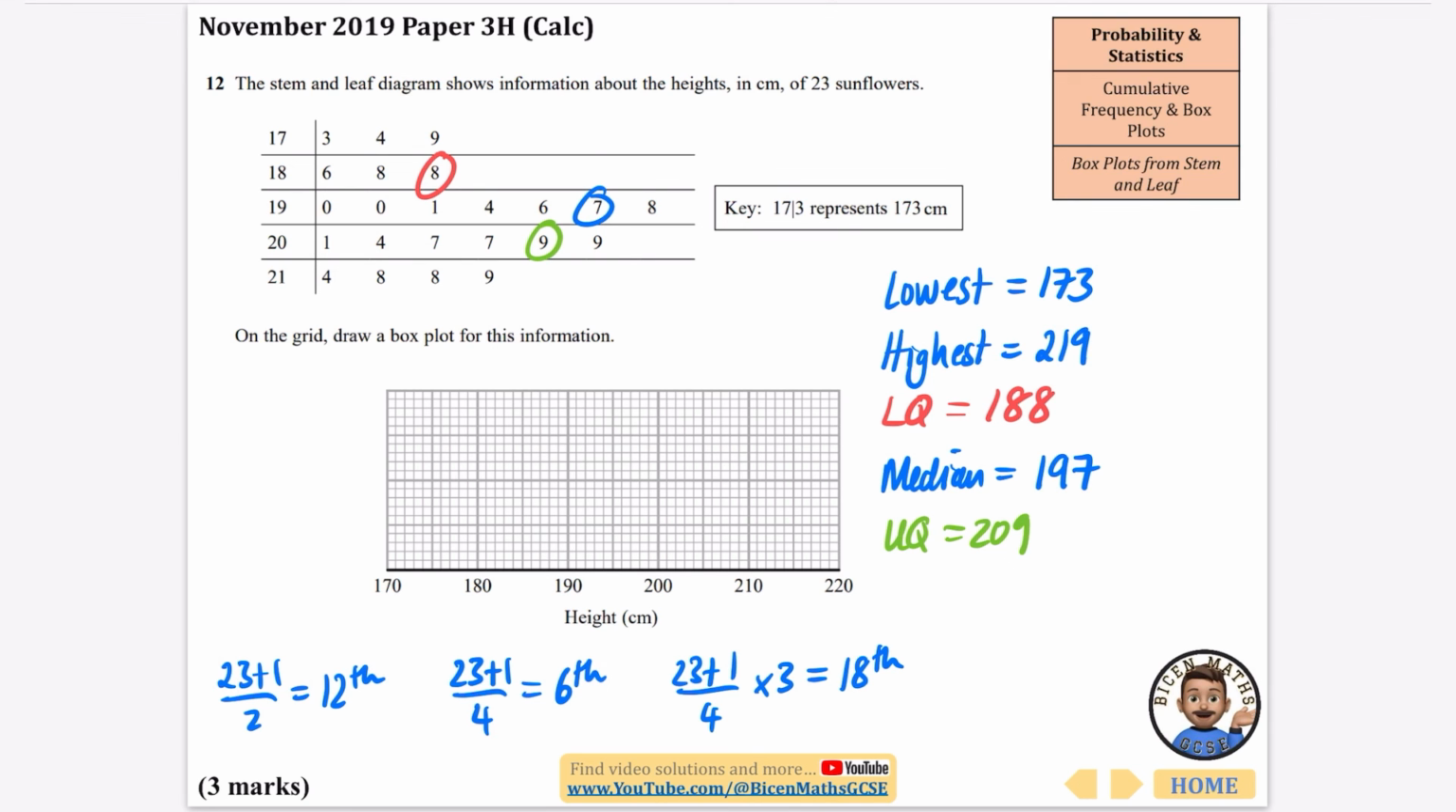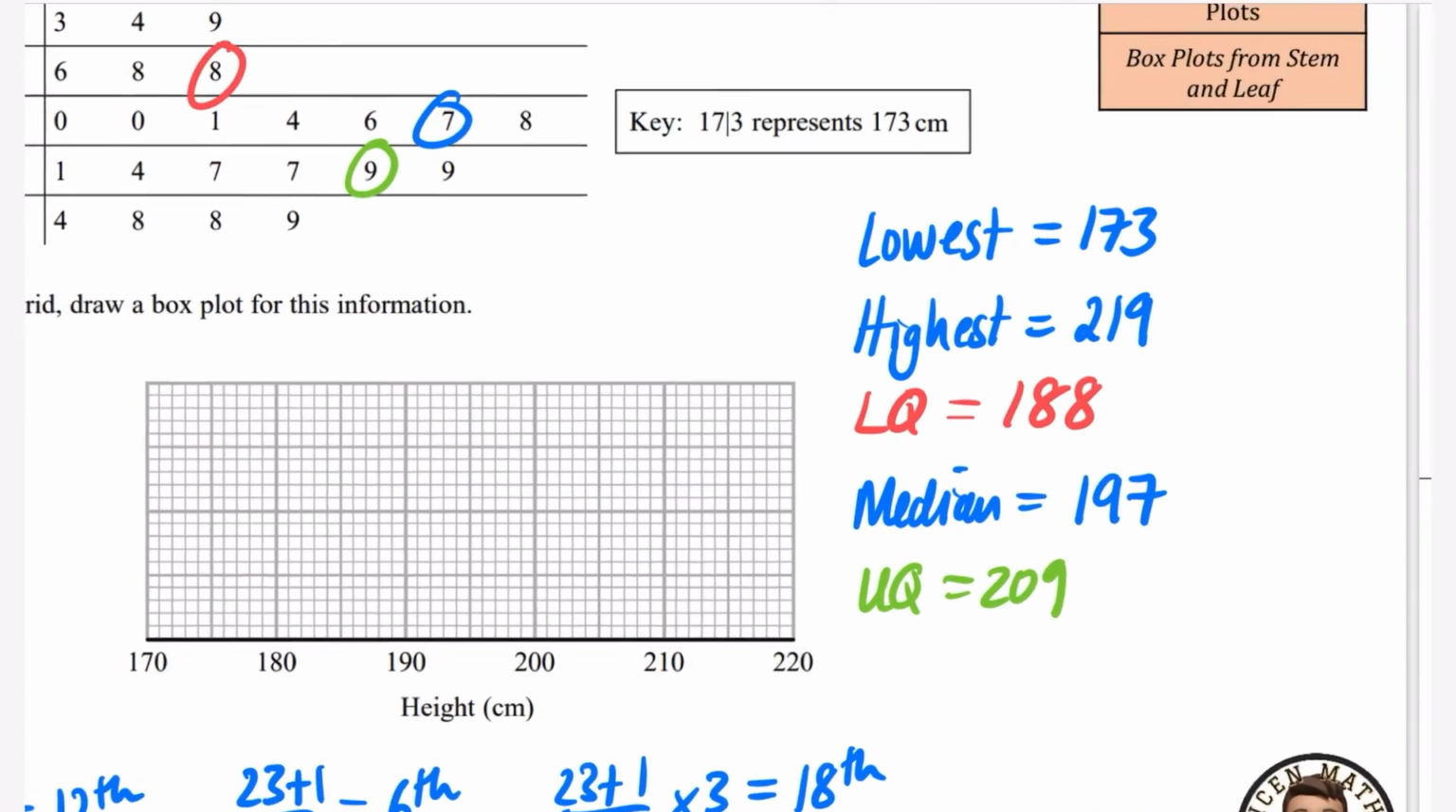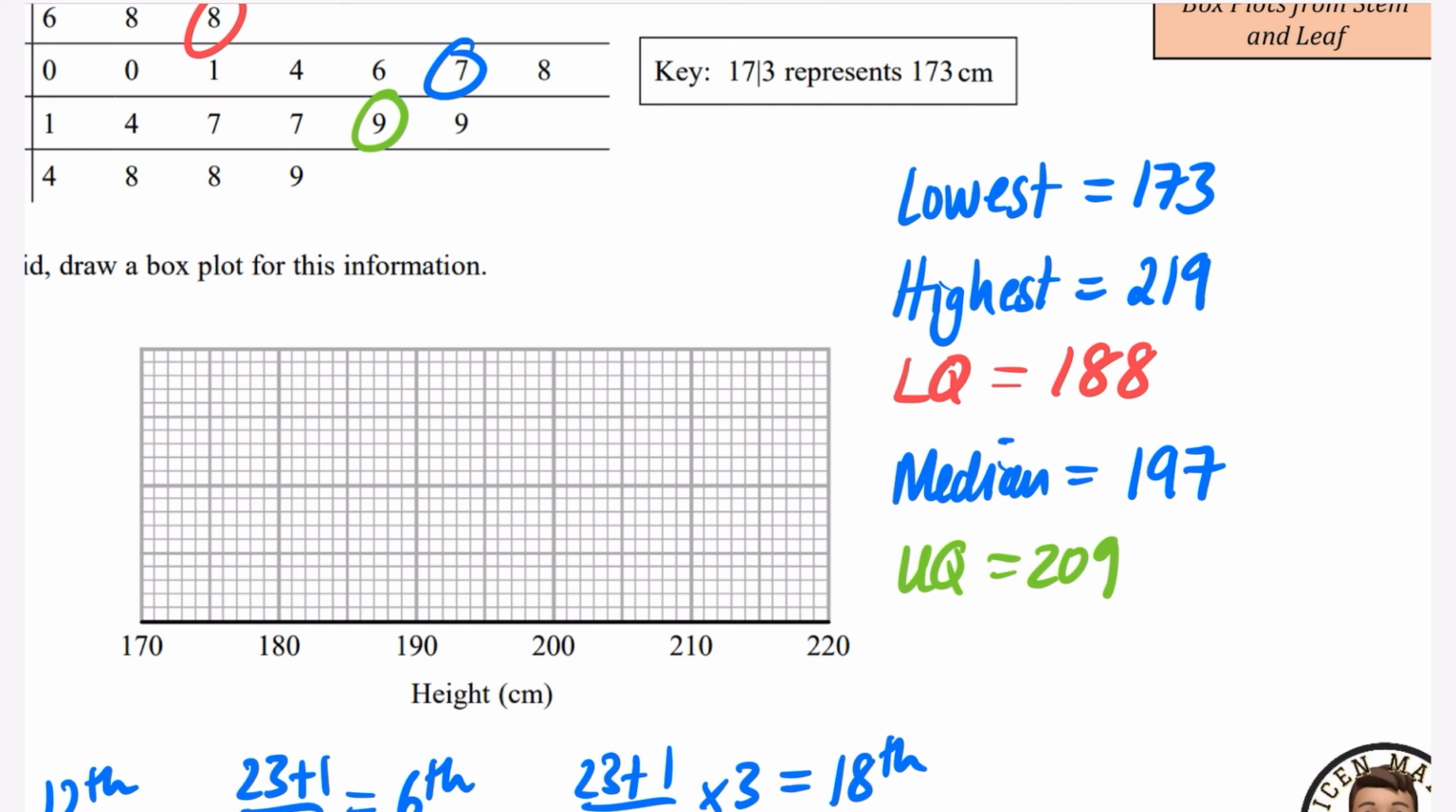All we need to do now is to draw this on the diagram. So I'm going to just use these values that we've got here. I'm going to do the 173 for my lowest value. Then I've got my highest is 219 all the way over here. The lower quartile is 188. The median is 197. And the upper quartile is 209. I'll join this middle section together like a box, add those two little bits on at the end, and we've got a box and whisker diagram.